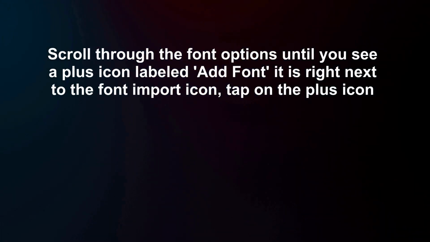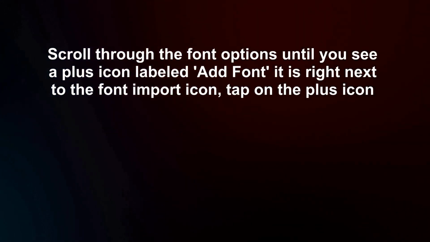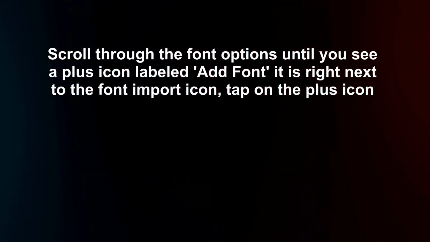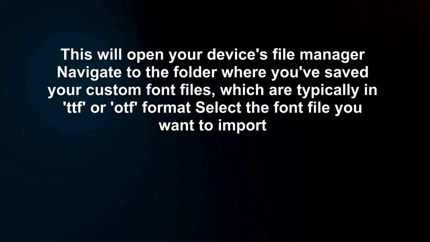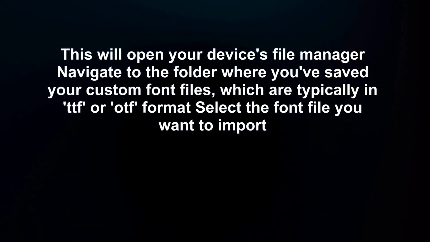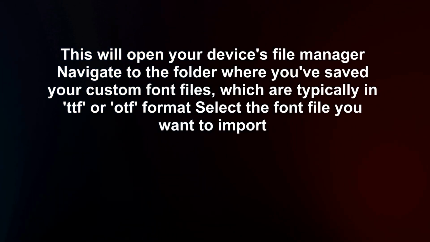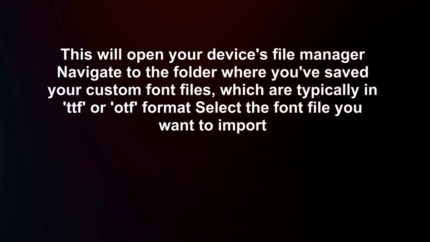Scroll through the font options until you see a plus icon labeled Add Font. It is right next to the font import icon. Tap on the plus icon. This will open your device's file manager. Navigate to the folder where you've saved your custom font files, which are typically in TTF or OTF format. Select the font file you want to import.